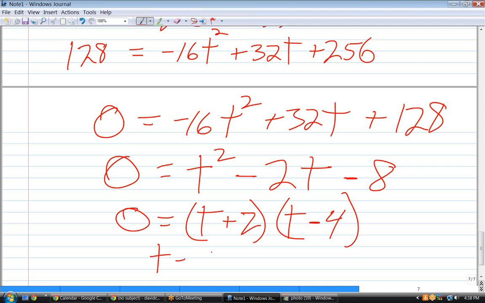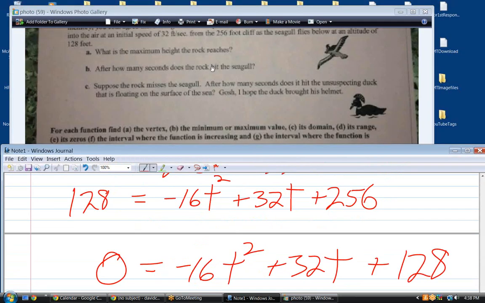What are they? 4. That's one of them. And negative 2. Right. Now, time doesn't run backwards, so any time you're solving for time and you get a negative solution, it's considered an extraneous one. We cross it out, and our answer is 4 seconds after the rock is thrown. The rock is at the same height as that seagull. Presumably, it'll hit it on the head.